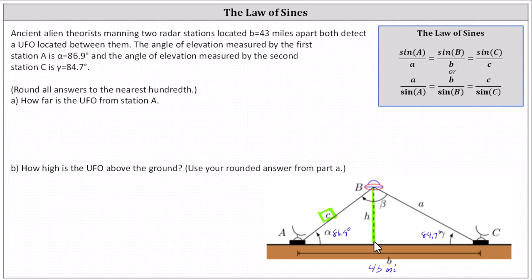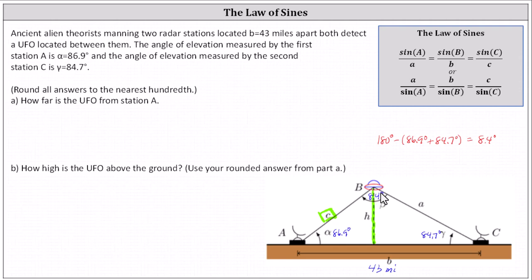For the first step, we'll determine the measure of angle beta, or the measure of angle B. We know the sum of the interior angles of any triangle equals 180 degrees, which means we can determine the measure of angle B by starting with 180 degrees and then subtracting the sum of the two other interior angles, meaning we subtract the sum of 86.9 degrees and 84.7 degrees, which equals 8.4 degrees. We know the measure of angle B, which is labeled beta, is 8.4 degrees.